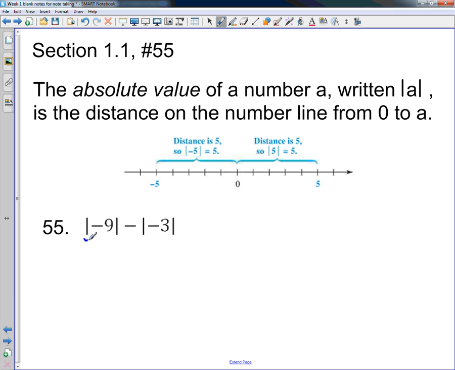So let's look at our example number 55. So I'm looking at the absolute value of -9. Well, the absolute value of -9 is a +9. Okay, we're talking about how far it is from 0. We have a subtraction between the two absolute values. And then we have the absolute value of -3. Well, the absolute value of a -3 is +3. When we find the subtraction, well, 9 minus 3 gives me 6. So the absolute value of -9 minus the absolute value of -3 is 6.